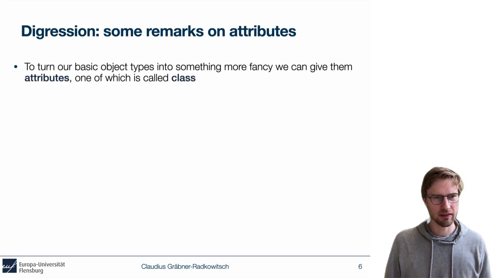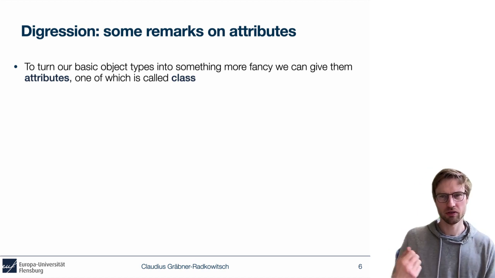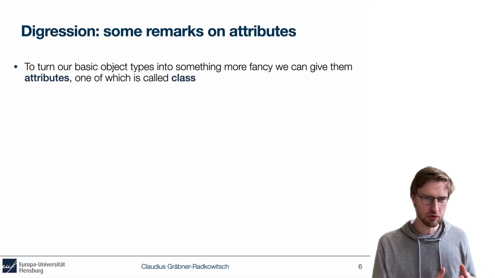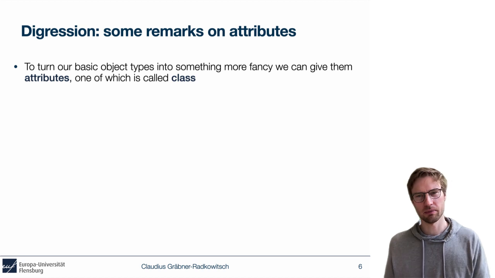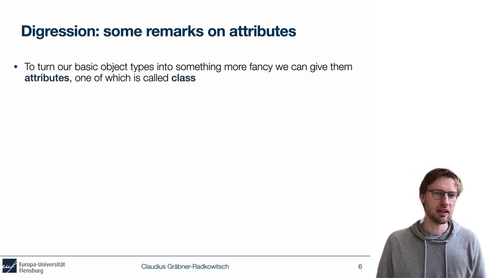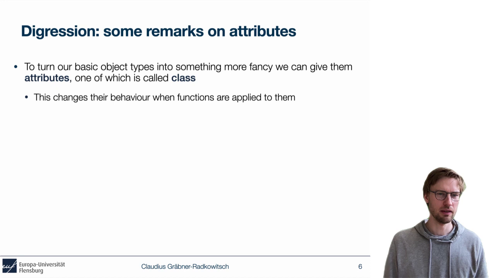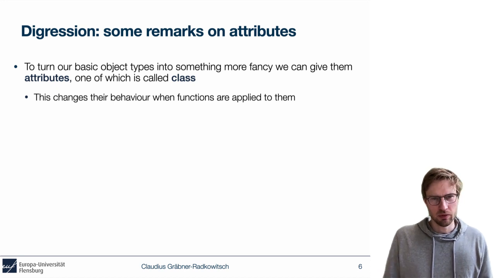So as I said, advanced object types are basically basic object types turned into something more fancy. How do you turn a basic object type into something more fancy? Well, you add attributes to them. And if you want to have a new object type, you need to add an attribute that is called class. By doing so, you change the behavior of that object type when functions are applied to them.